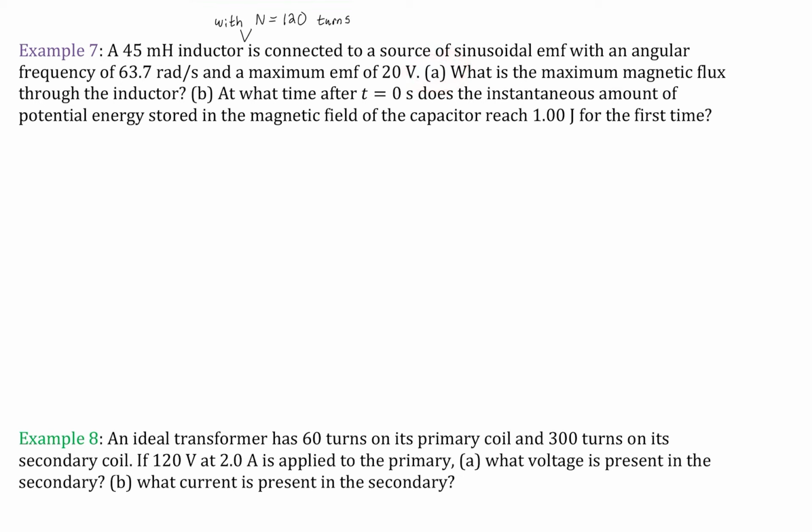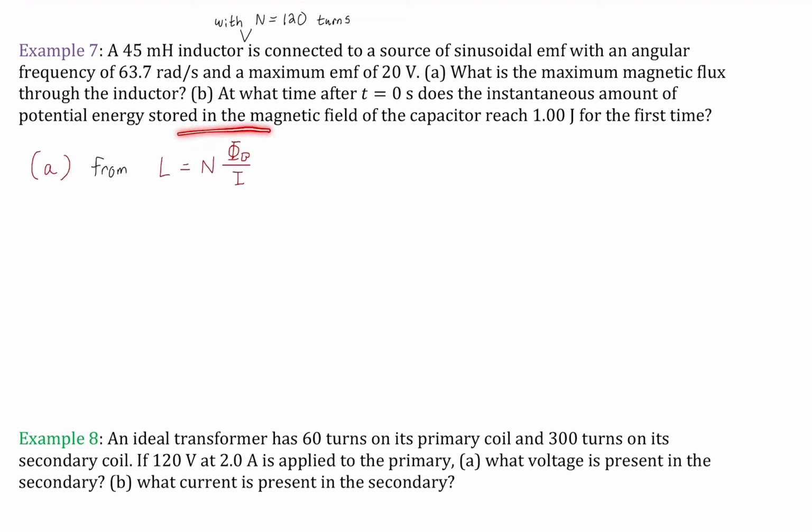So a 45 millihenry inductor with 120 turns is connected to a source of sinusoidal EMF with an angular frequency. Instead of giving you the frequency, I give you the angular frequency of 63.7 radians per second and a maximum EMF of 20 volts. What is the maximum magnetic flux through the inductor?